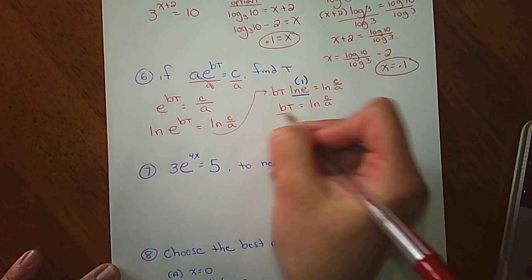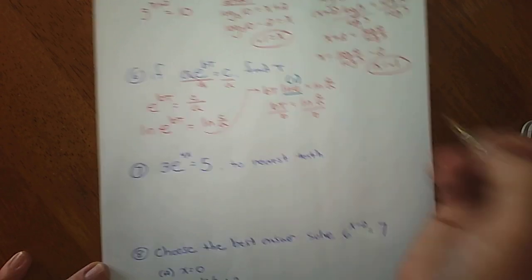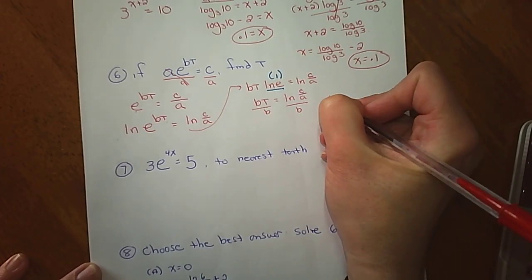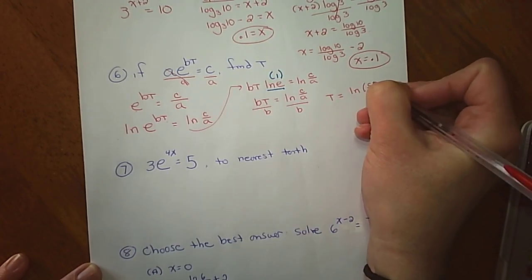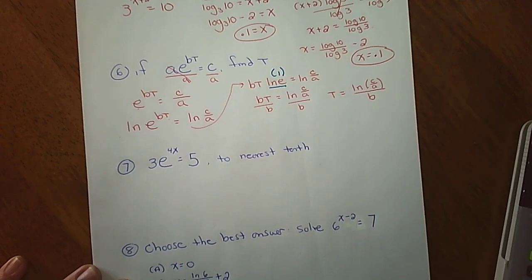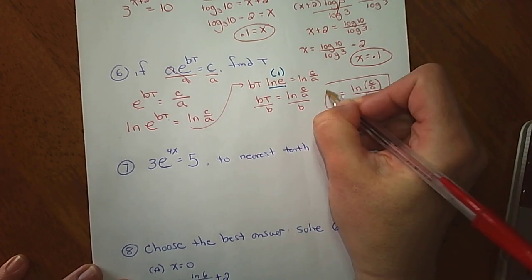And to get the t alone, we're going to divide by b. So this answer is t equals the natural log, sometimes you can put it in parentheses like that, all over b. And that is the answer to that question.